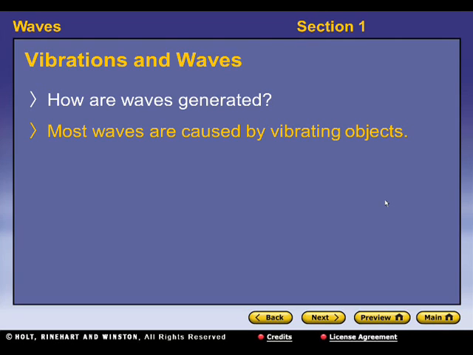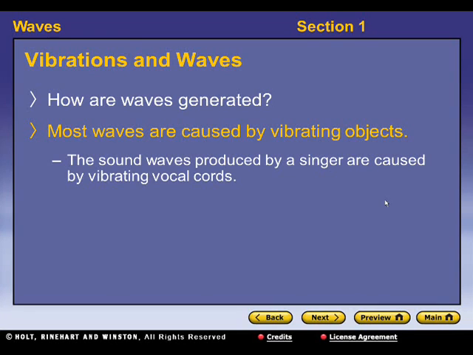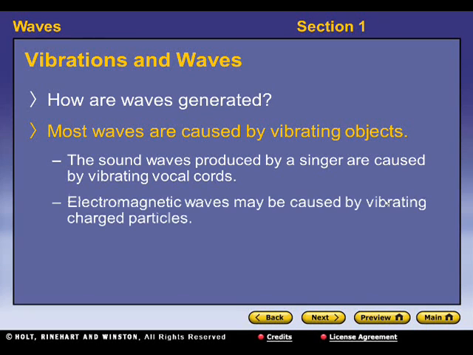So how are waves generated? Most waves are caused by vibrating objects. Sound waves are produced by a singer, caused by your vibrating vocal cords. As I'm talking to you now, my vibrating vocal cords are coming through this as sound, going into the microphone. It goes into the microphone and is produced as a digital signal into the computer. When it comes back out and you watch this video, the speakers will vibrate similar to how vocal cords are vibrating, and you'll hear sounds from that, so you'll hear my voice.